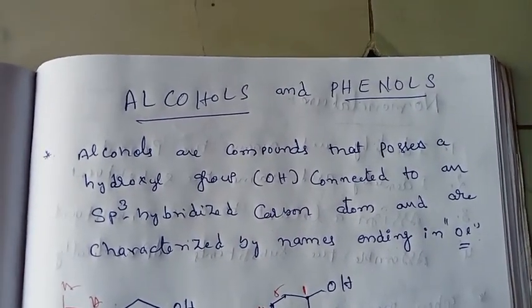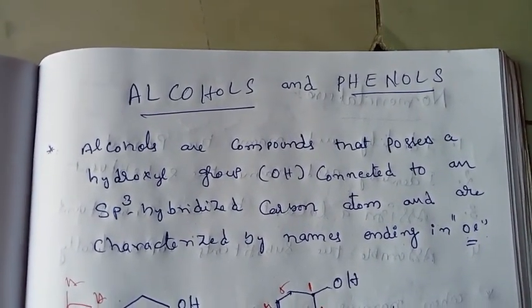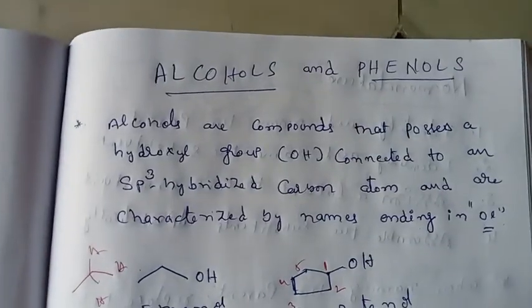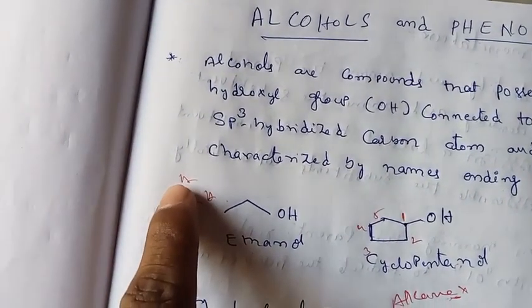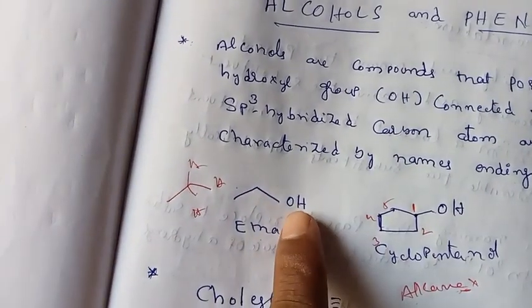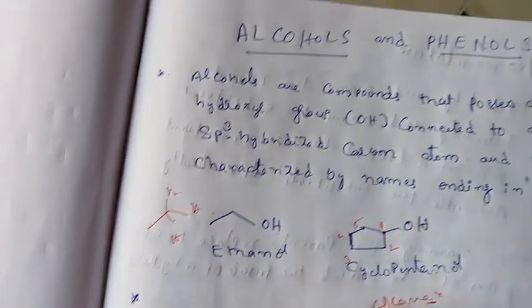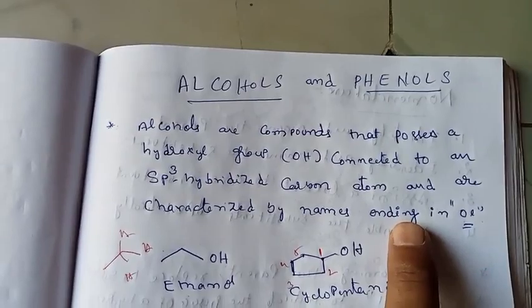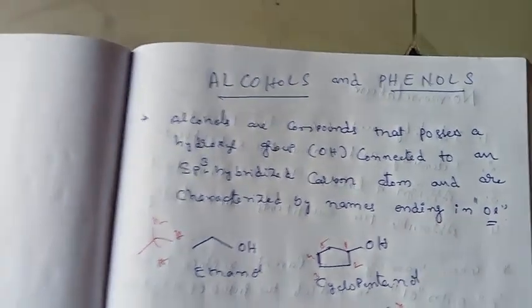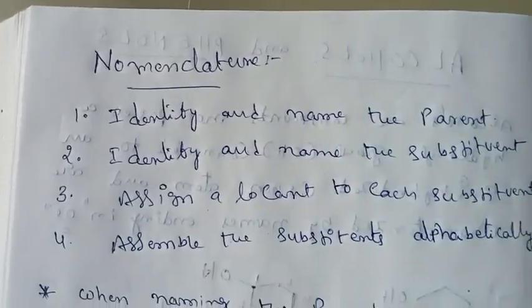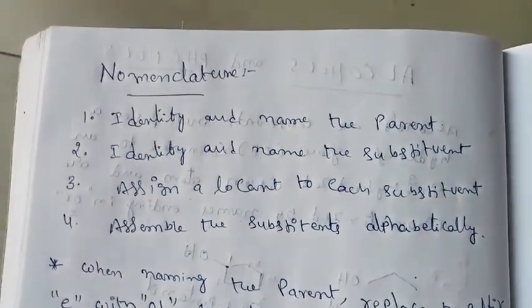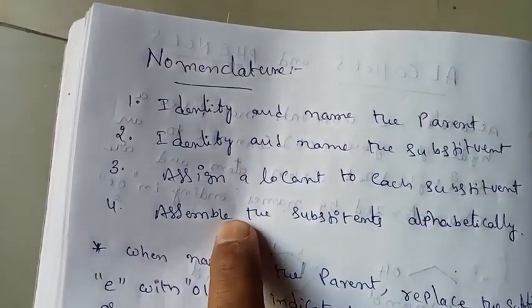Yeah, so this is my second class on alcohols and phenols. So we know that in alcohols, one hydrogen is replaced with the OH functional group. So in the name, we can give the ending with -ol. So today in this class, nomenclature is very important. What are the important rules to assign the nomenclature?